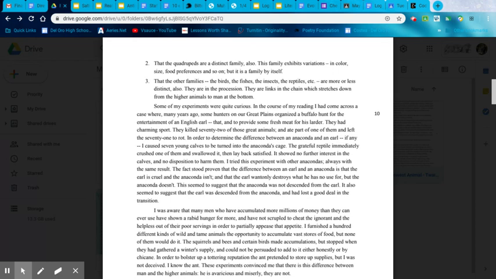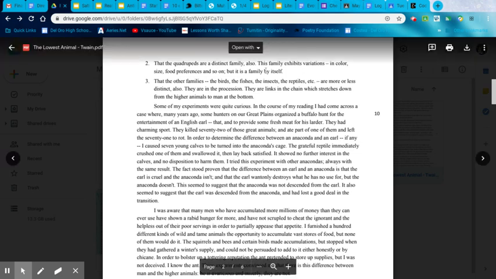Some of my experiments were quite curious. In the course of my reading, I had come across a case where many years ago some hunters on our Great Plains organized a buffalo hunt for the entertainment of an English earl, and to provide some fresh meat for his larder. They had charming sport. They killed 72 of these great animals and ate part of them and left the 71 to rot.